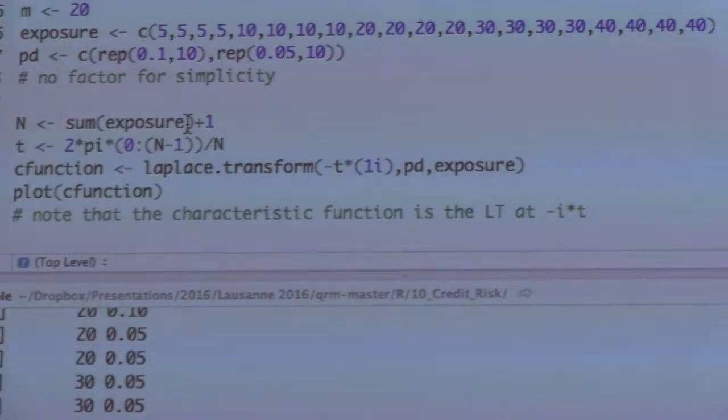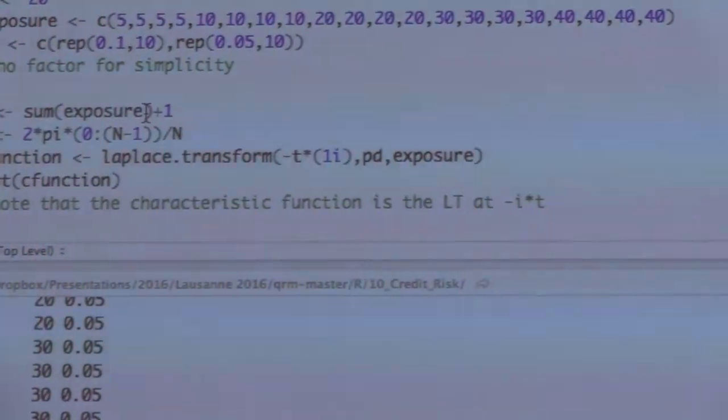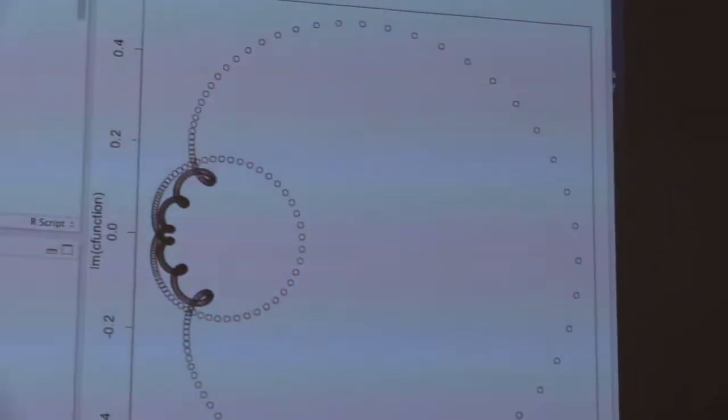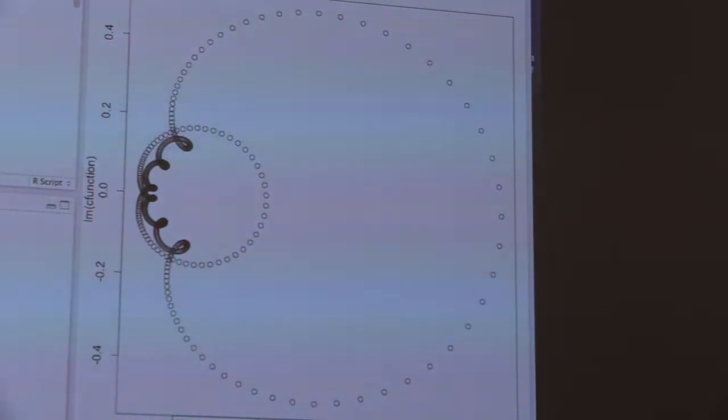Instead, have you ever seen a characteristic function? The n is the number of different values the loss can take. It's not quite true because some are impossible. You can't lose 4. Some are impossible.